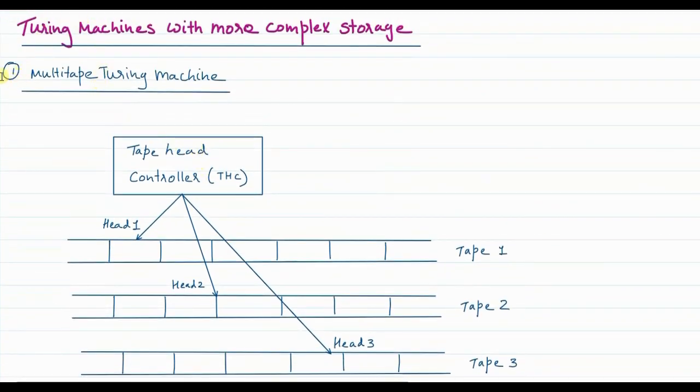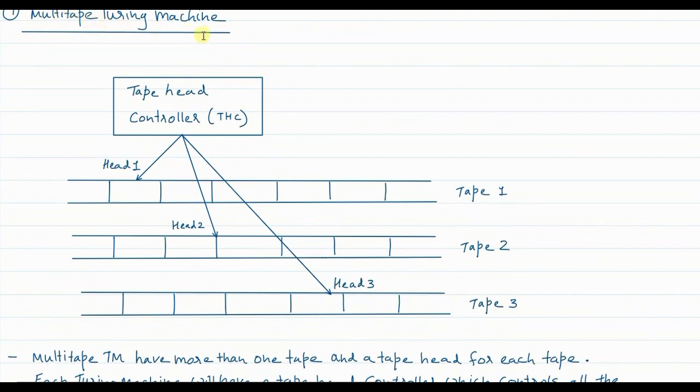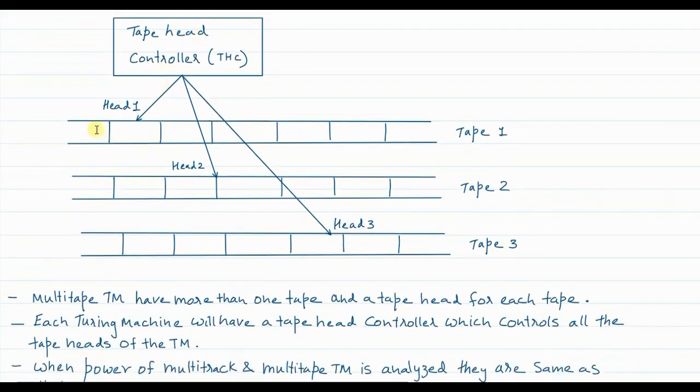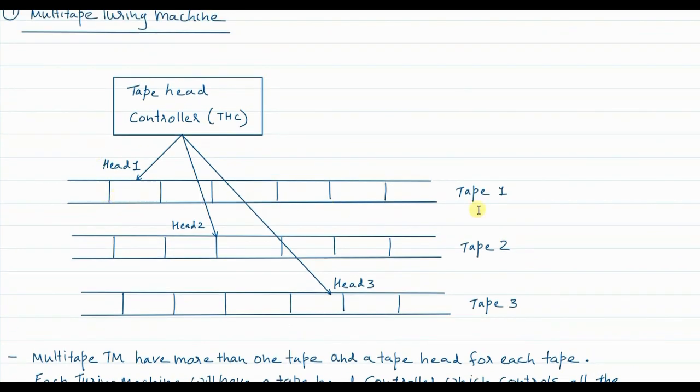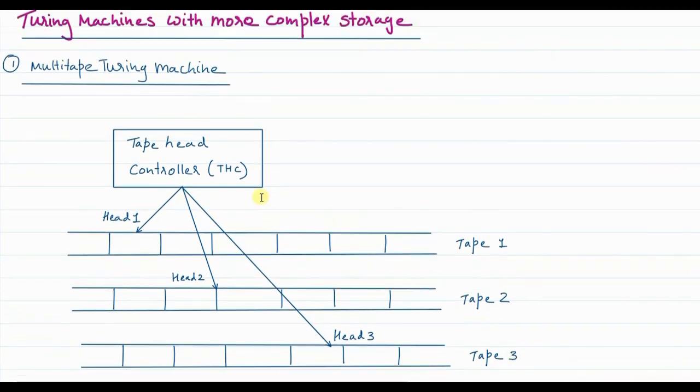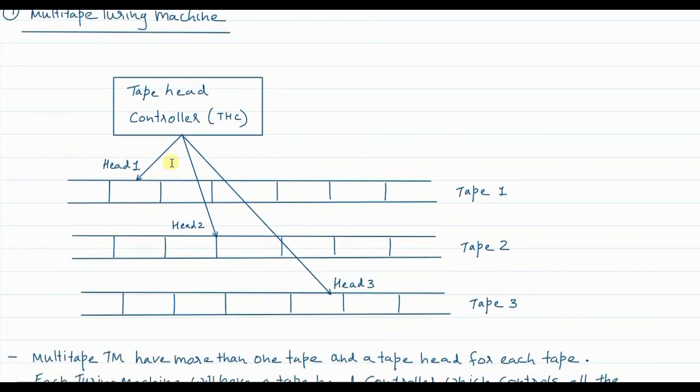Now, in this category, where Turing machines with multiple or more complex storage are concerned, the first Turing machine is called the multi-tape Turing machine. In a single tape Turing machine, as the name suggests, there was only one tape. In a multi-tape Turing machine, you have multiple tapes. So this is one tape, this is the second tape, this is the third tape, and each tape will have a separate head. For example, this is a dedicated read-write head for tape 1, this for tape 2, and this for tape 3.